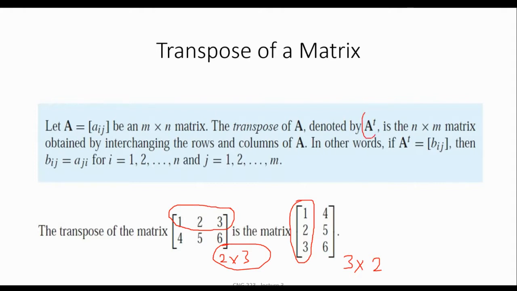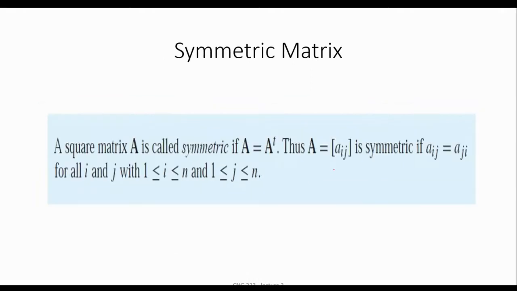How do I show it? By this notation, transpose of the matrix. So for example, for the second row, I should write 4, 5, 6 as the second column of the transpose matrix. And this property is very important, especially in order to define symmetric matrix. So a square matrix A, what do we mean by a square matrix? It means that the number of rows and columns should be the same, like a 2 by 2 matrix. This is a square matrix, or 3 by 3.